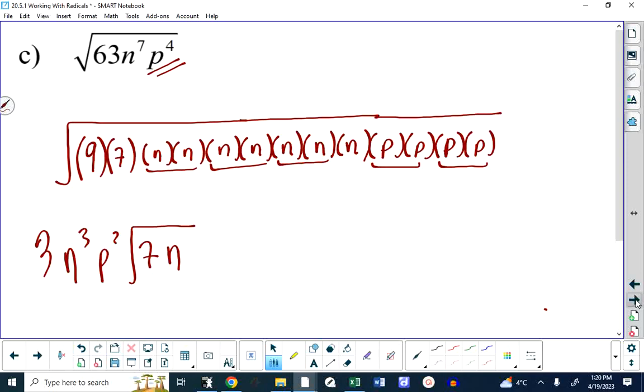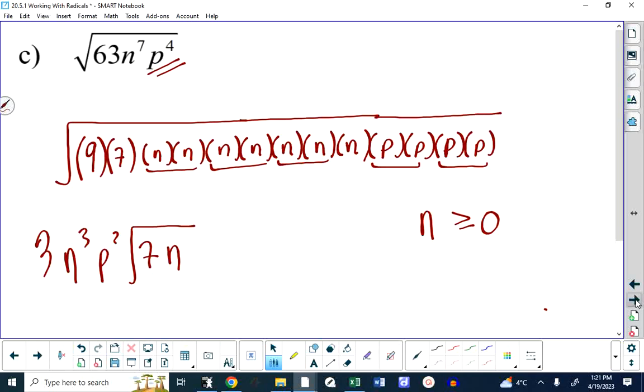Any restrictions? Is there a restriction on n? n is not allowed to be negative. n must be greater than or equal to 0. Otherwise, you'll have the square root of a negative. Is there a restriction on p? There is not a restriction on p. Why is there not a restriction on p? So the lesson is just because it's a square root doesn't mean there's a restriction on everything.